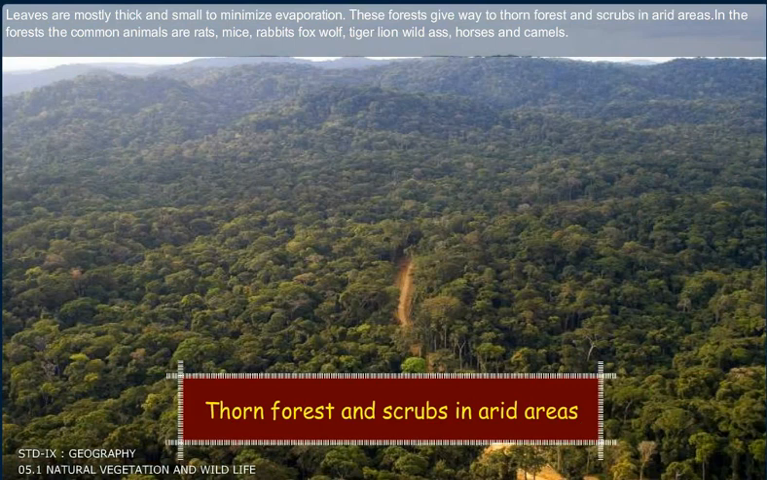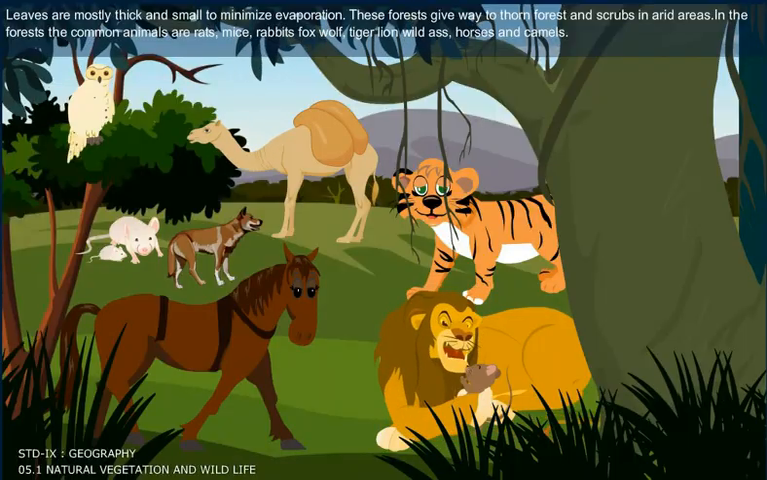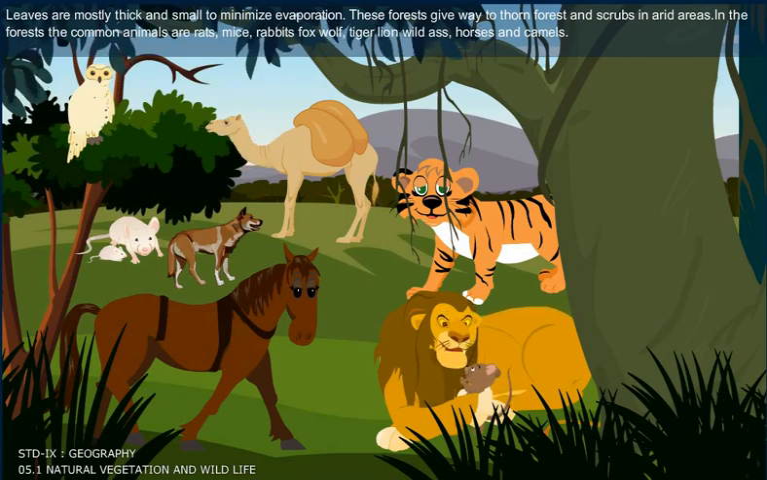In these forests, the common animals are rats, mice, rabbits, fox, wolf, tiger, lion, wild ass, horses and camels.